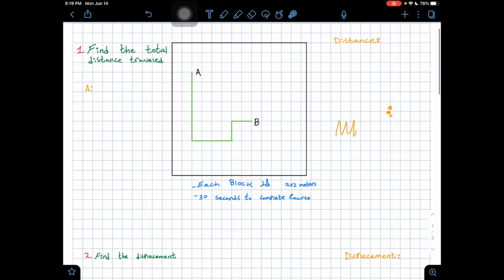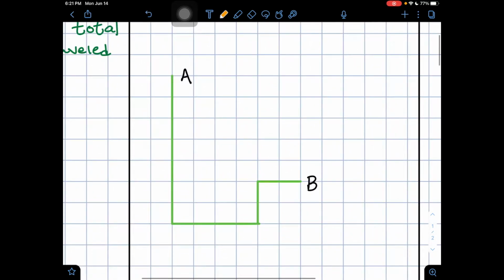First question is asking us to find the total distance. Now, distance is the total movement of an object without direction. So that means we're just going to find the total length of this pathway. If each block is 2 meters by 2 meters, that means they're 2 wide and 2 long. So this is 2 meters, this is 2 meters, this is 2 meters, and we're talking about this section, this section, this section: 2 meters, 2 meters, 2 meters, 2 meters.